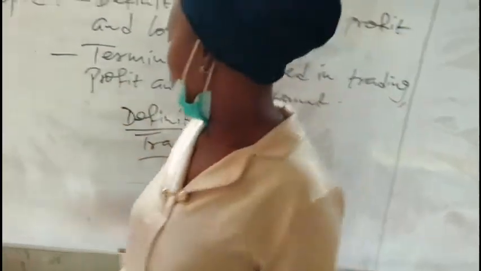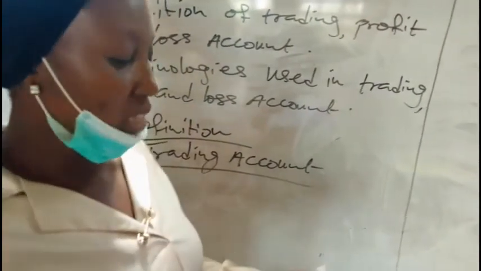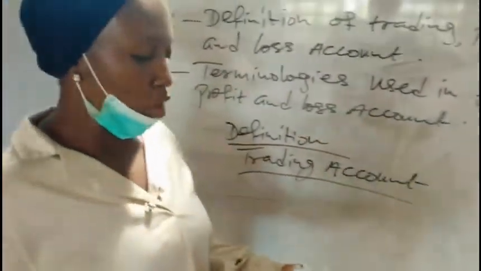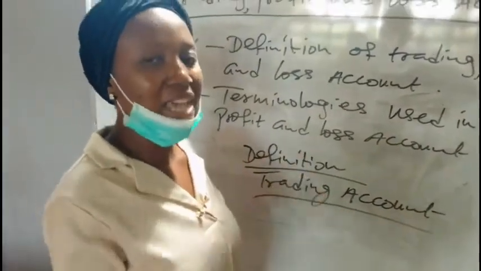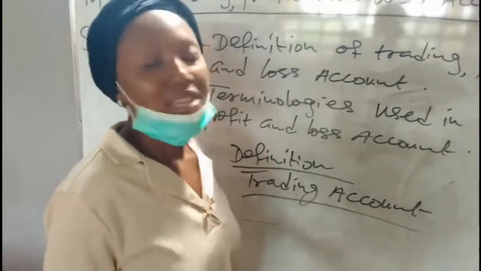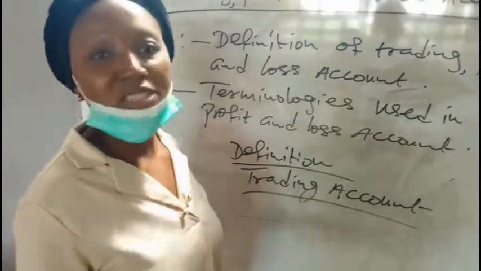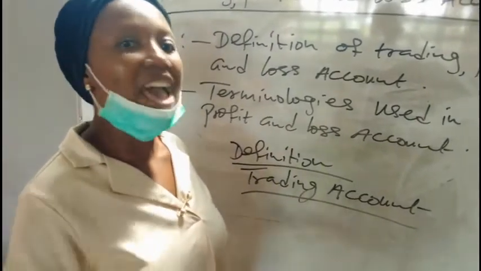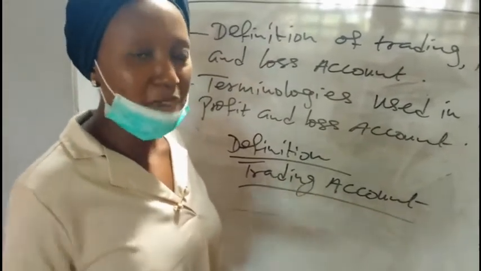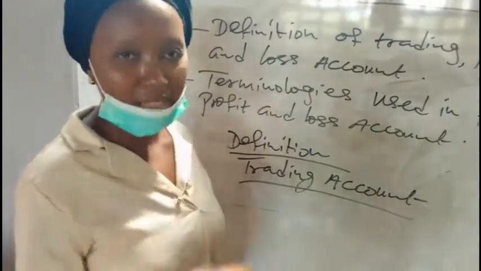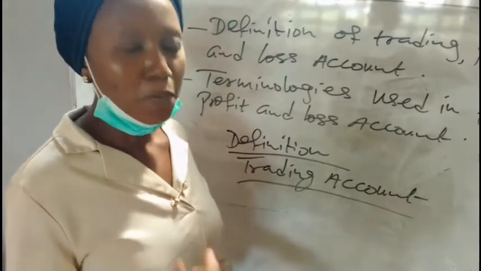Now, let's see the definition of profit and loss account. The profit and loss account is an account prepared to show the net profit of the business. The net profit of the business is the actual profit of the business, while the gross profit is not the actual profit, because the expenses of the business have not been removed from it. Therefore, the profit and loss account is the account that helps to determine the net profit of the business.